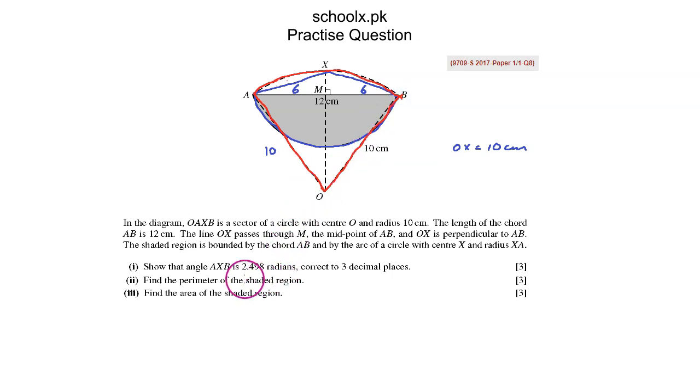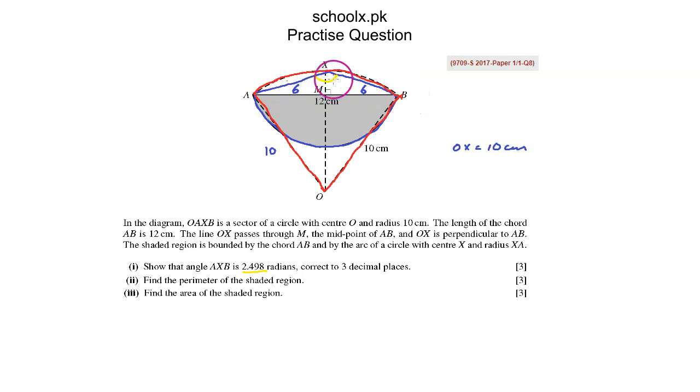Alright, now it says show that the angle AXB is 2.498 radians. They're asking us to find this angle AXB. So how will we do that? Let's plan. If I take the triangle AXM and find the angle AXM and multiply it by 2, I'll get the angle AXB, because this is an isosceles triangle.